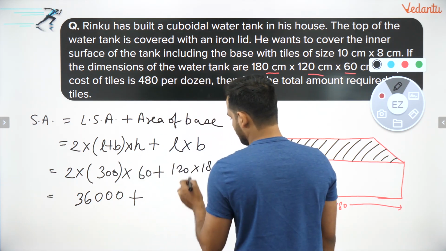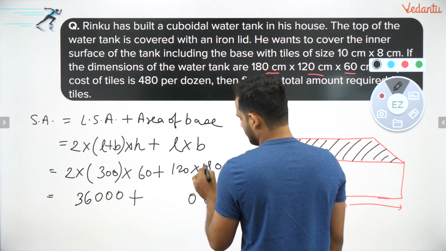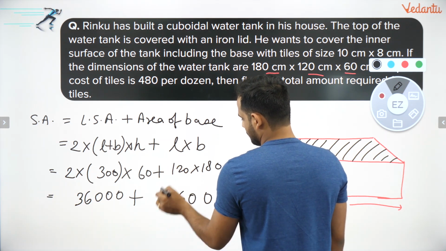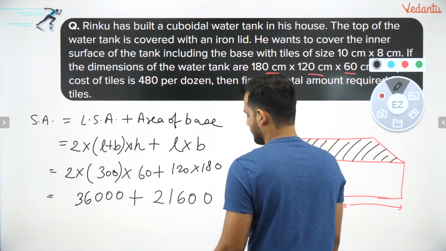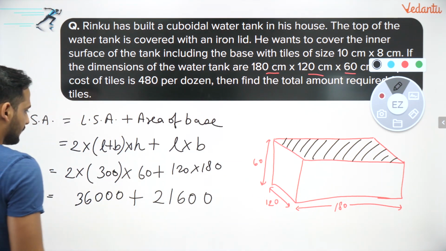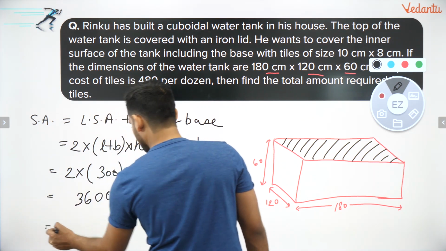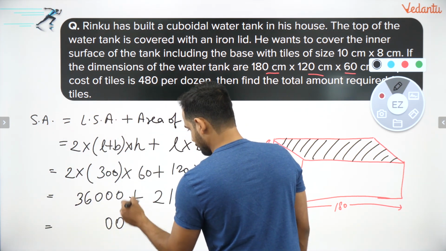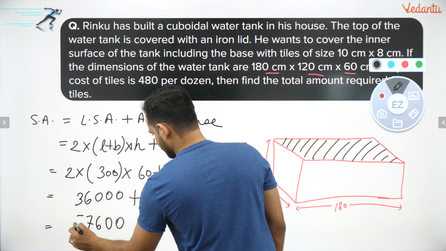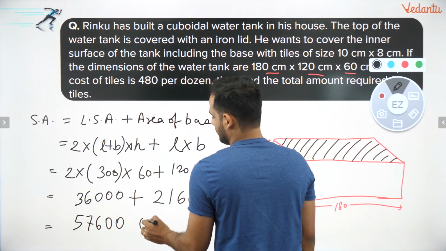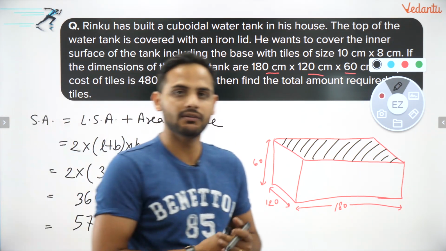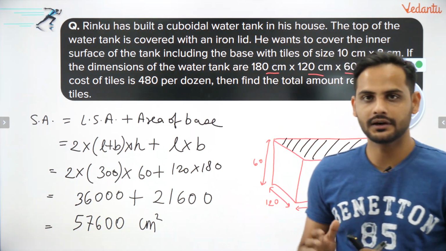36,000 plus 21,600. So at the end you are getting 57,600 centimeter square, which is the area which has to be covered with the tiles. This much area has to be covered with the tiles.